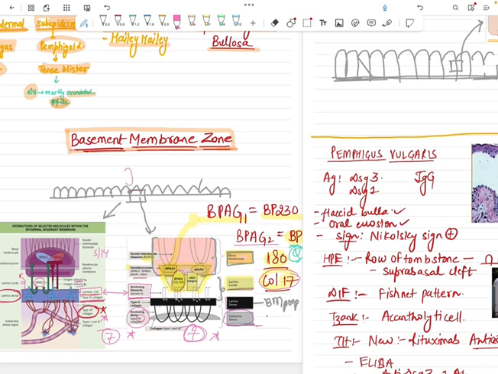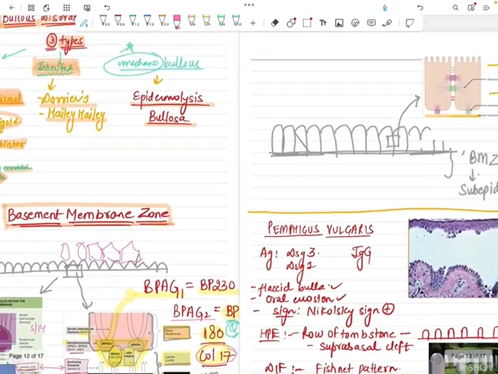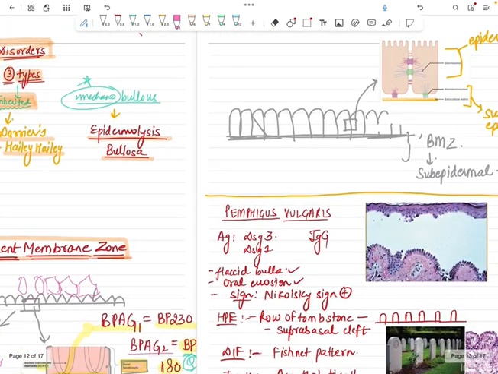Something is there above this also, right? We have keratinocytes, which are hexagonal. Stratum spinosum is there, no? So we have keratinocytes. When we talk about any other pemphigus group, the pathology is here. It is not here. It is here.